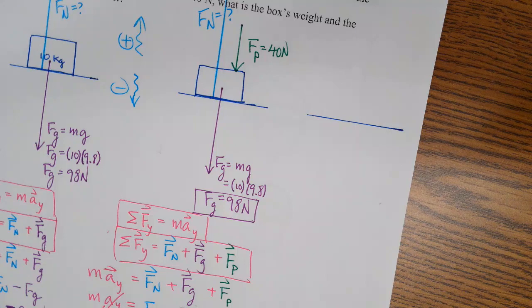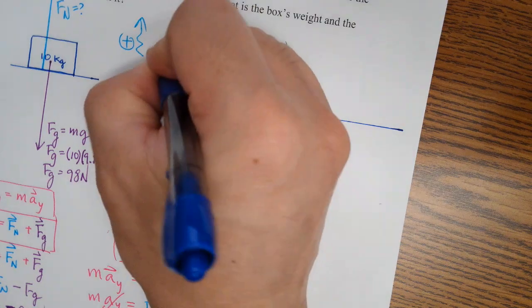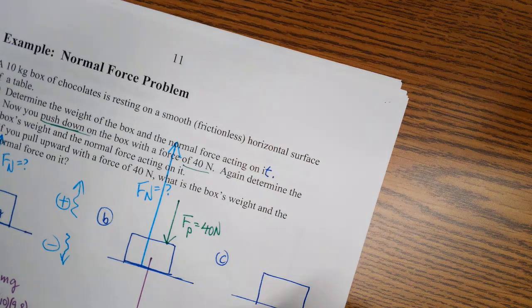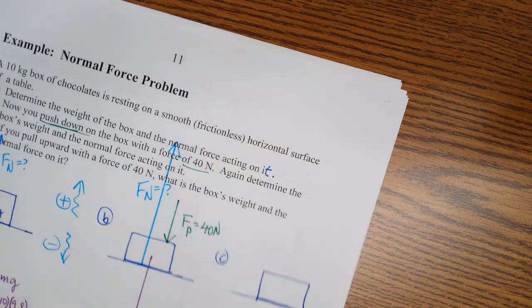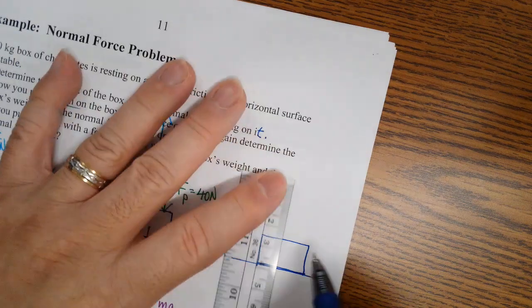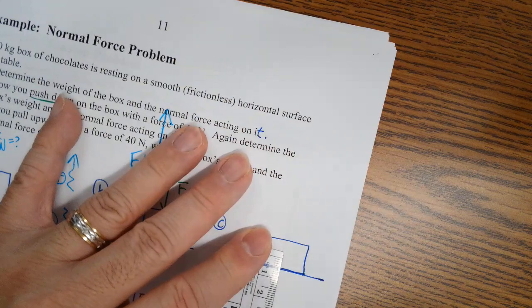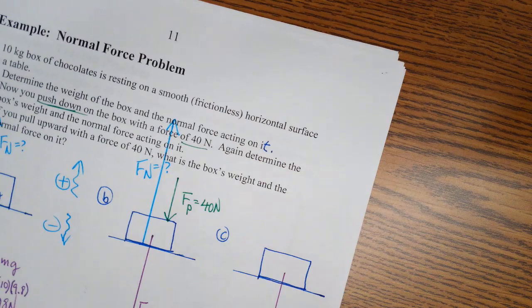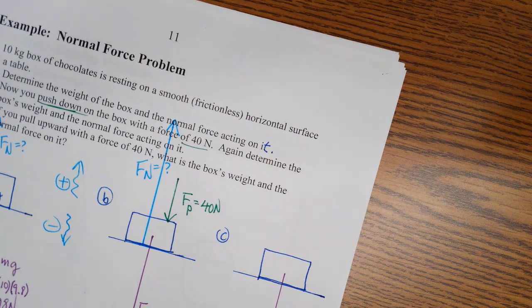Now for part C. So this is part B, right? And for part C, same scenario where we have a box of chocolate here. Now we have Fg again going straight down towards the center of the earth. So here's my Fg, which is equal to mass times acceleration due to gravity, which is 10 times 9.8, and that is 98 newtons. Still, that's my Fg. That's the weight of the box of chocolate.